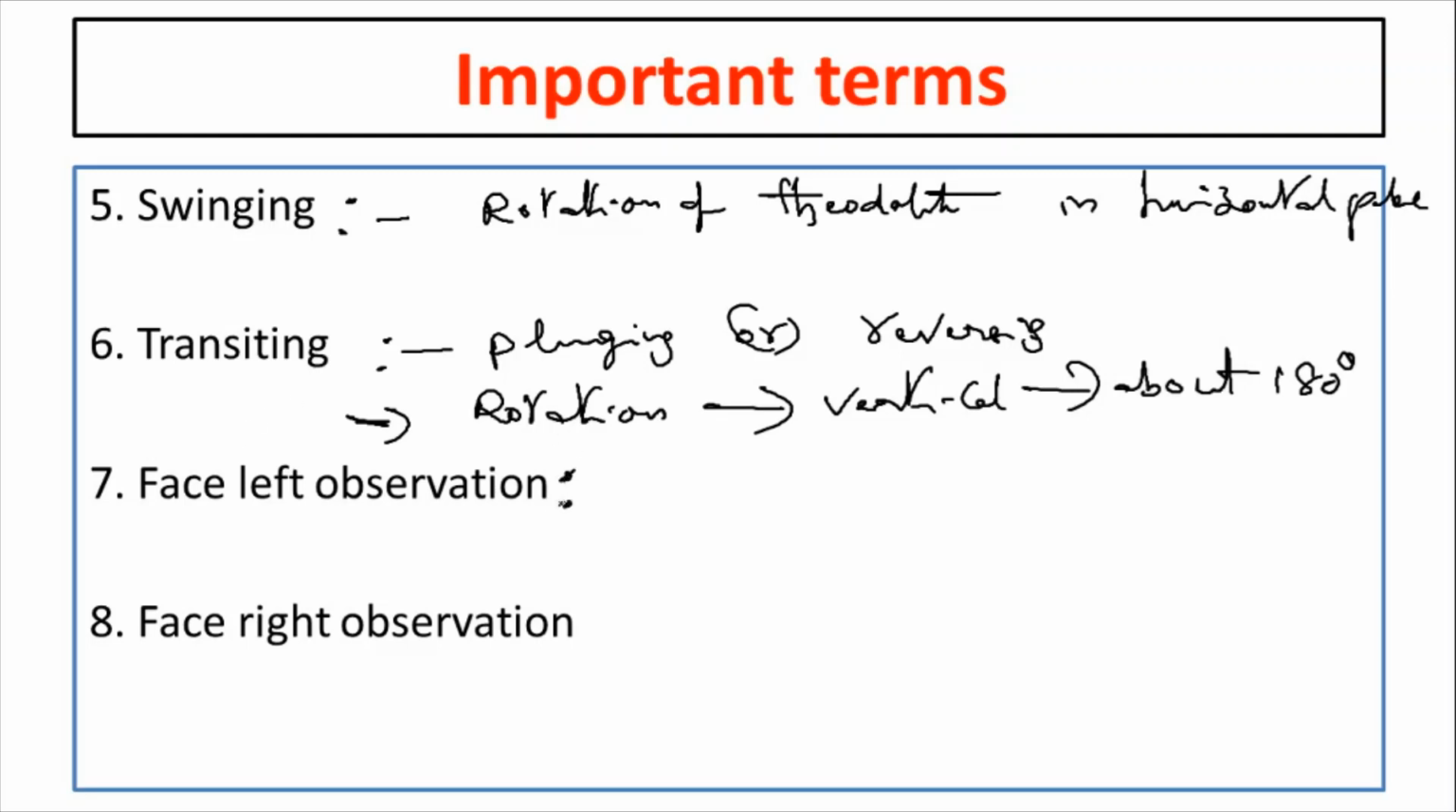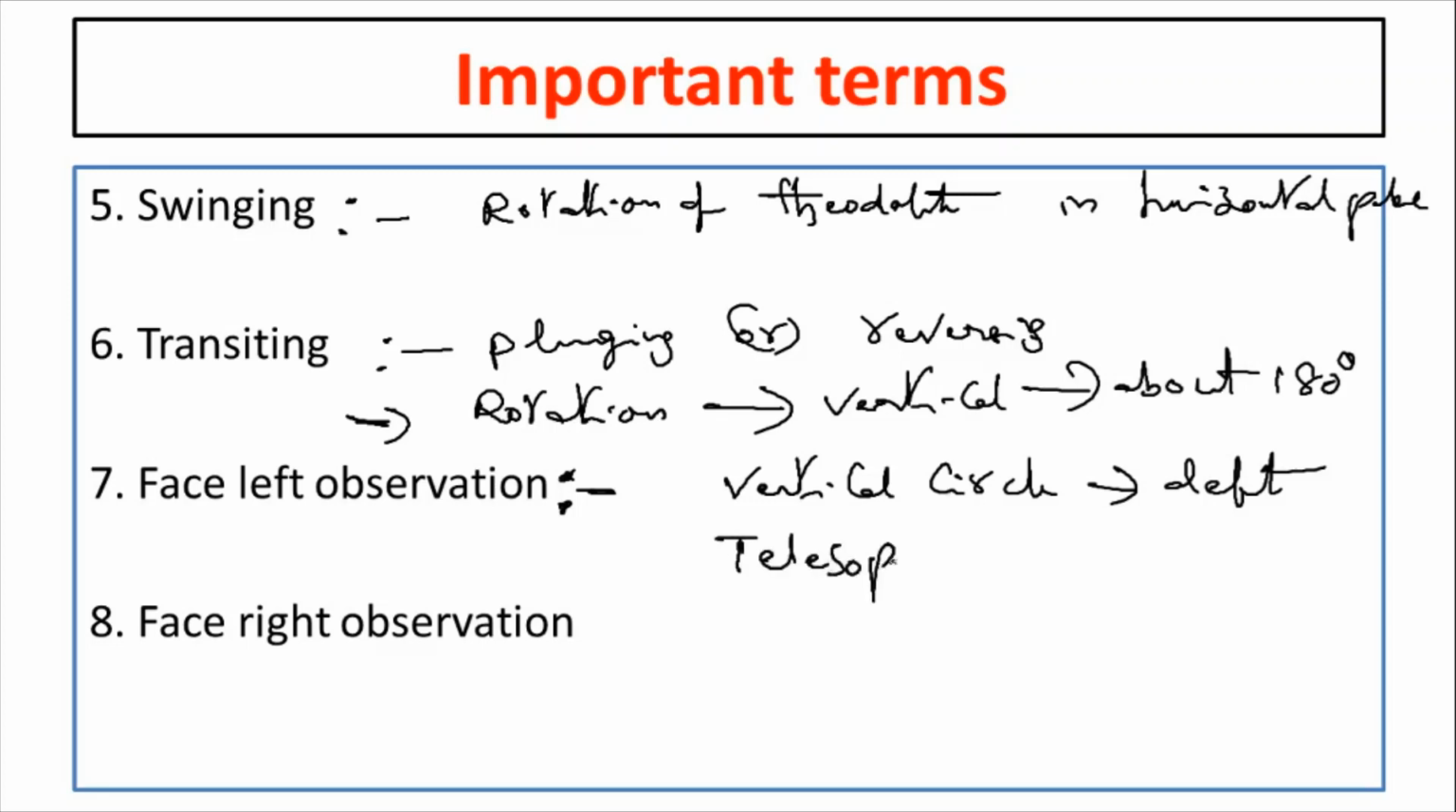The next one, face left observation. I told that on the left side of the telescope there exists a vertical circle. When the vertical circle exists on the left side, whatever the telescopic bubble is there will lie on the upward side of the telescope. In that case, any observations you take are called face left observations. So remember this point, very very important.